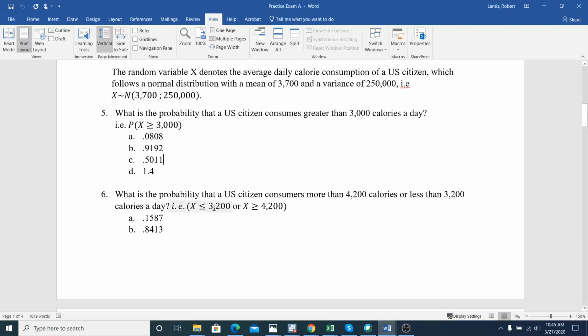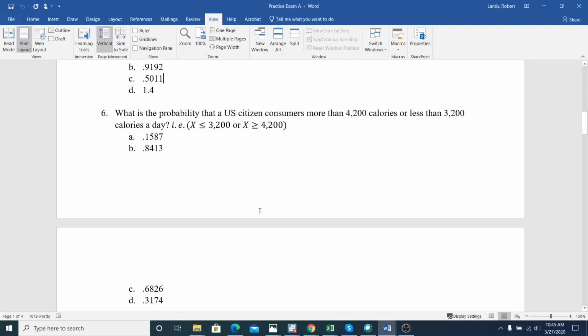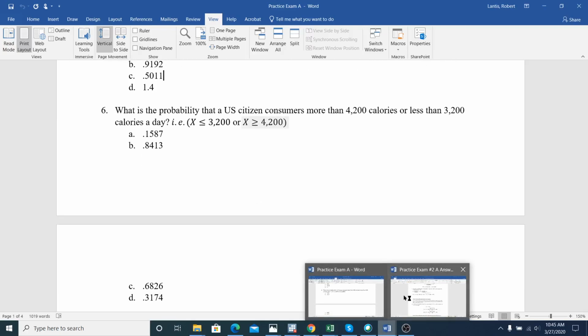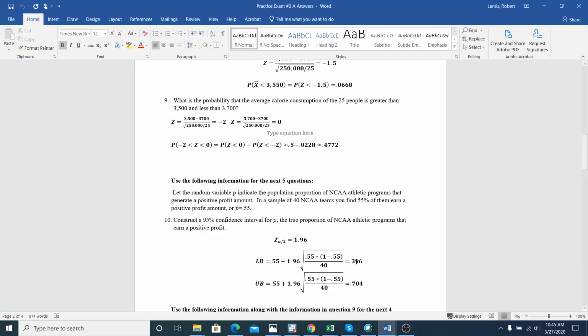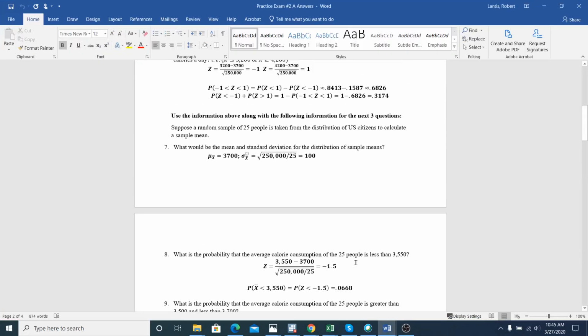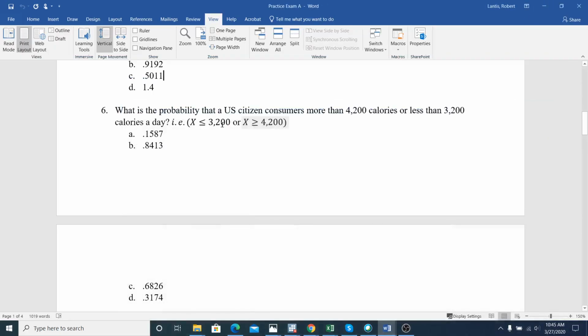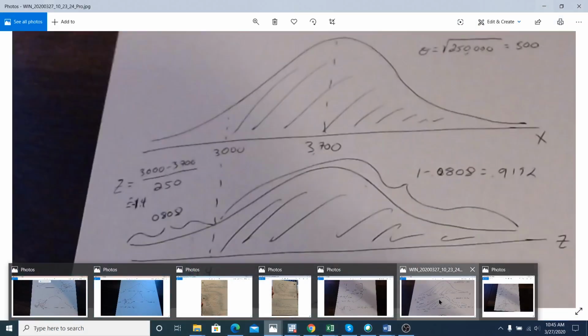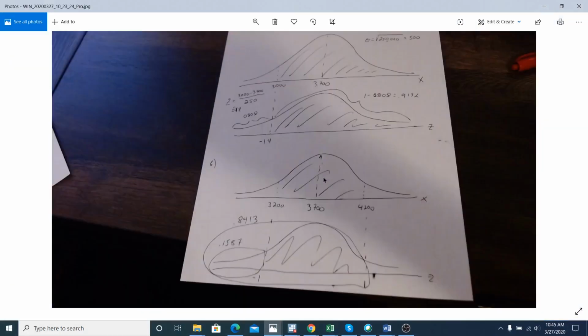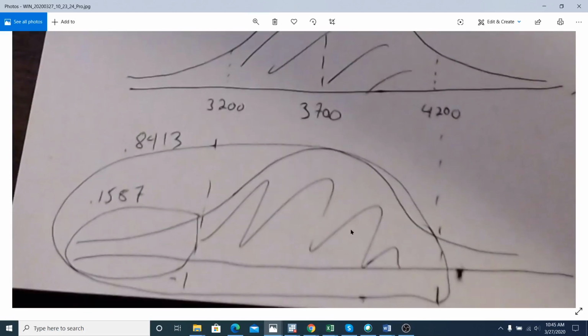Now we want the probability that it's less than 3,200 or greater than 4,200. Okay? So let me double check here on the answer. So we've got less than 3,200 or greater than 4,200. If I wanted to do this one, oh, all right, we'll zoom in.